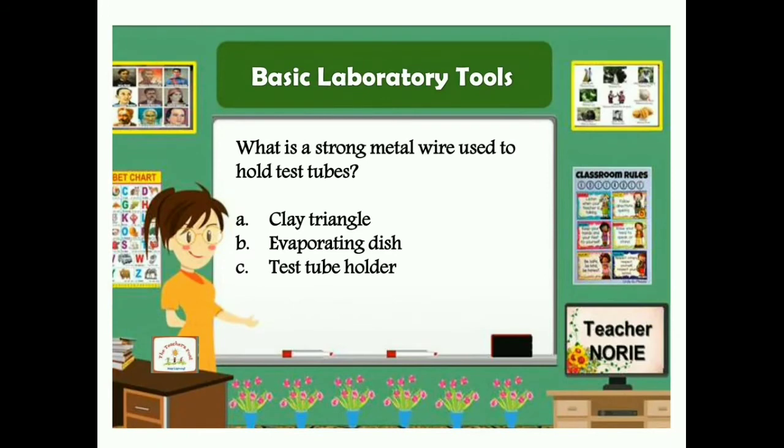What is a strong metal wire used to hold test tubes? A. Clay triangle. B. Evaporating dish. C. Test tube holder.